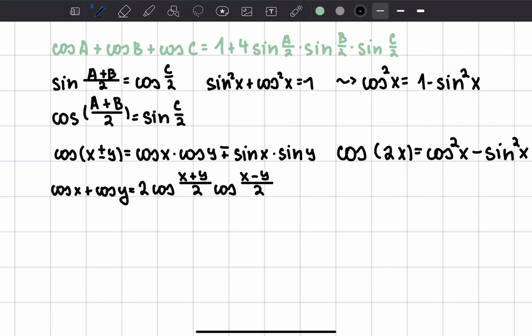I'm going to use the formulas that I wrote here so that you can see them anytime. I hope it's all of them, but we will see. And let's get us started.